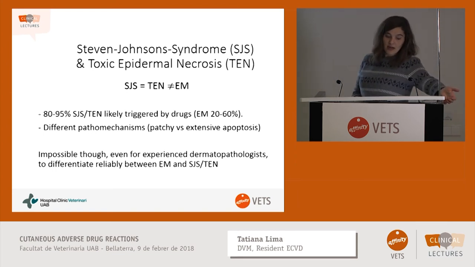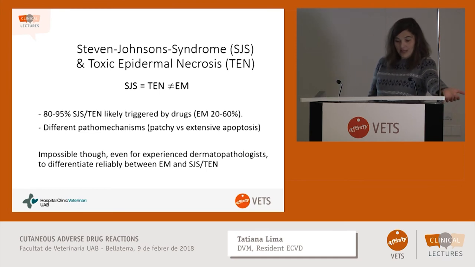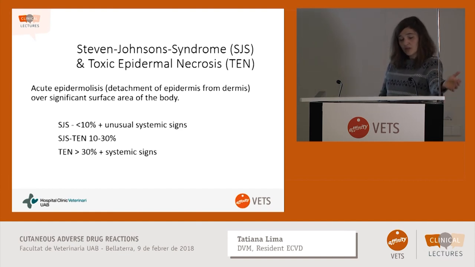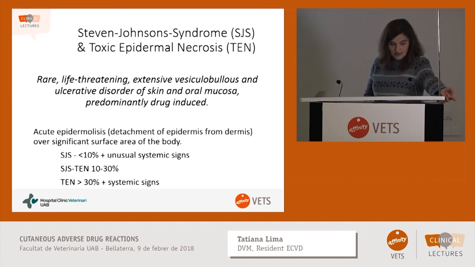80 to 95% are triggered by drugs. Again, we know it's a different mechanism from EM, but we don't really know all the mechanisms. So it's impossible to distinguish properly with histopathology. So we must rely on the clinic. What happens? An acute epidermolysis. As I said, we have detachment of epidermis from the dermis, so you have a positive Nikolsky sign. Stevens-Johnson is less than 10% of the body surface, TEN is more than 30%, and then you have a superposition of the two of them between 10 and 30%.